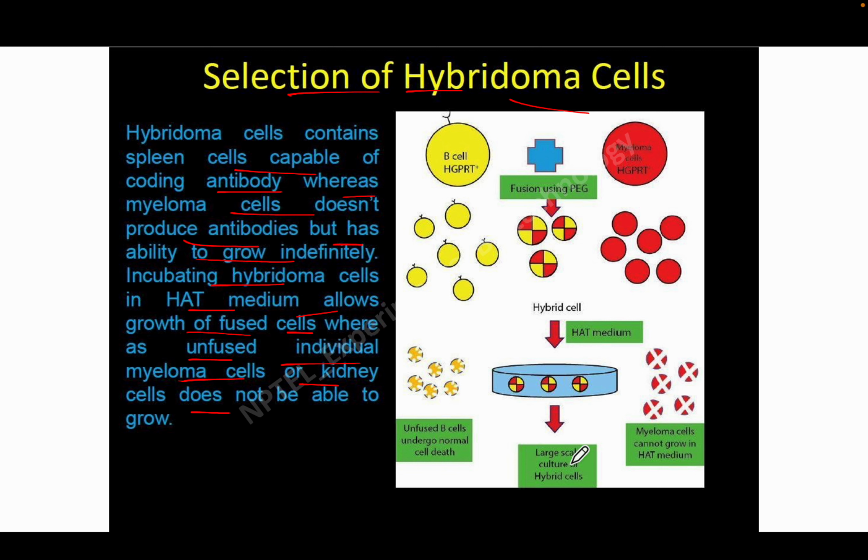Okay, so large scale culture of hybridoma cells: unfused B cells undergo normal cell death. And myeloma cells cannot grow in HAT media. So myeloma cells cannot be grown in HAT media, so that's why those are dying, and unfused B cells will undergo normal cell death because these are not infinitely grown.